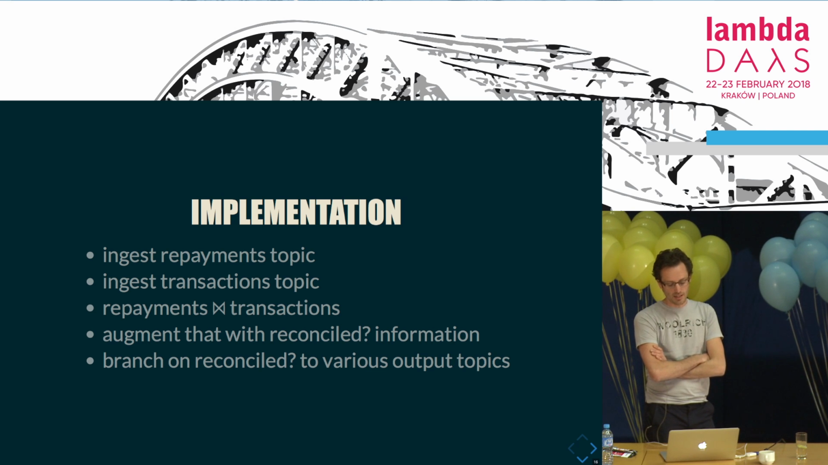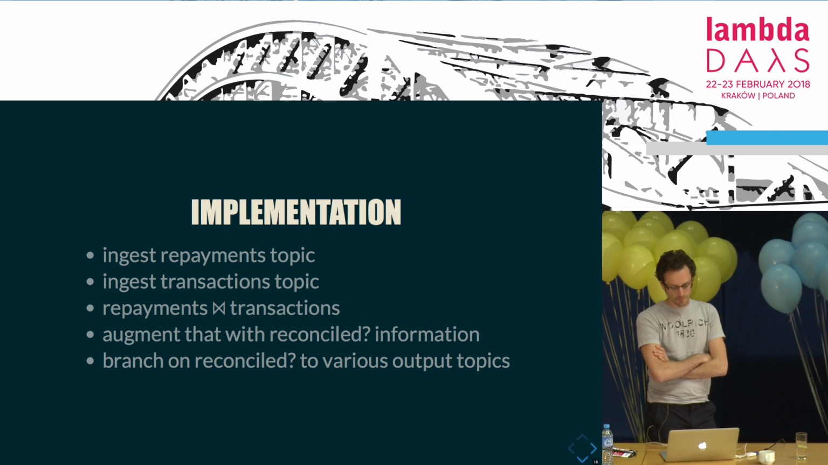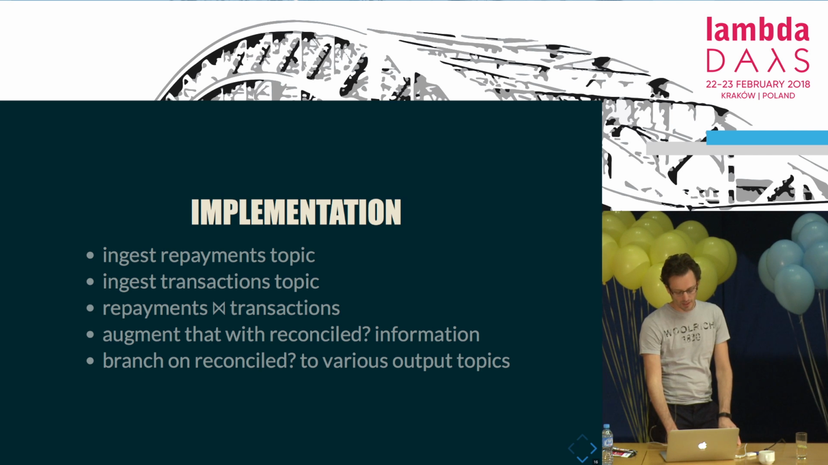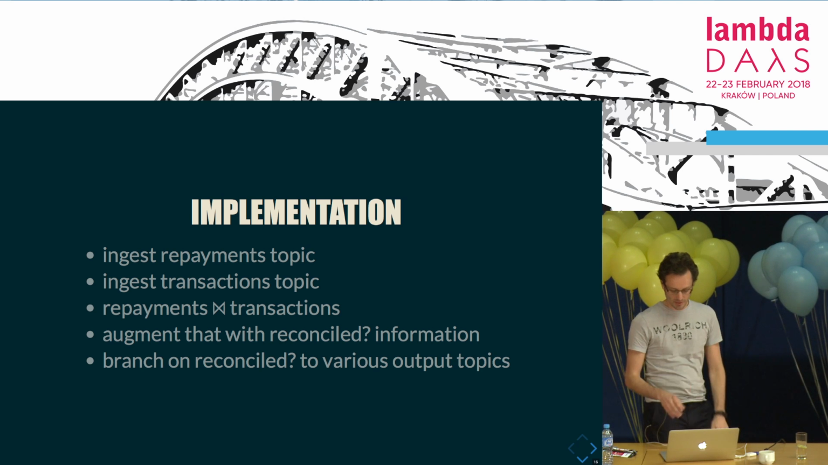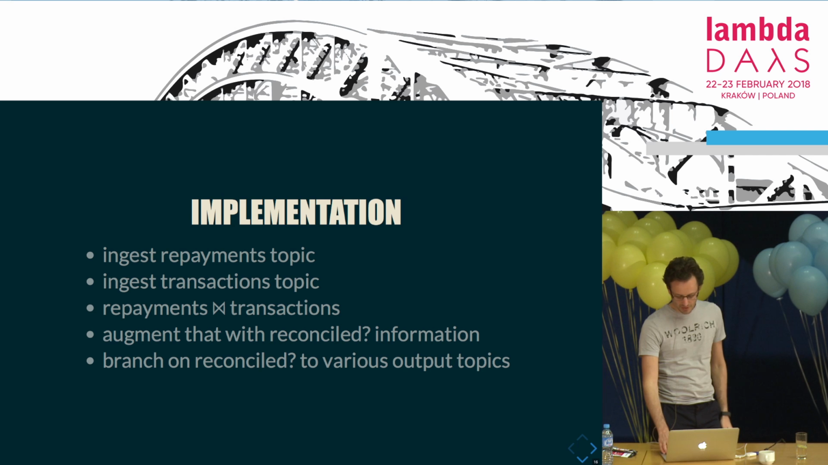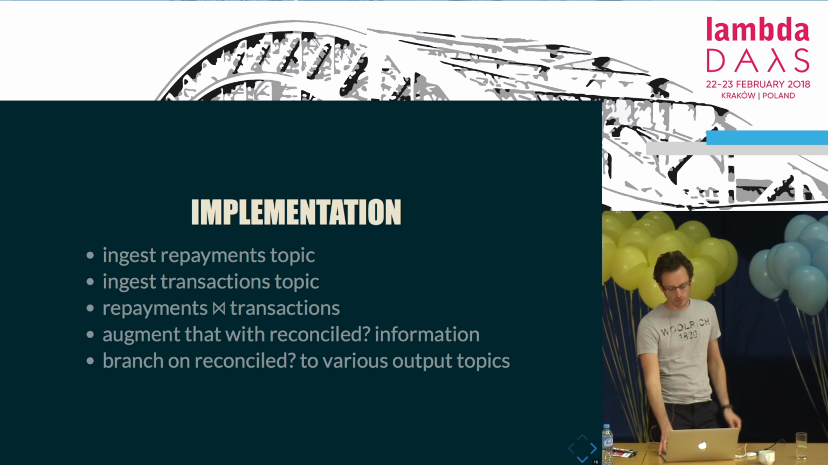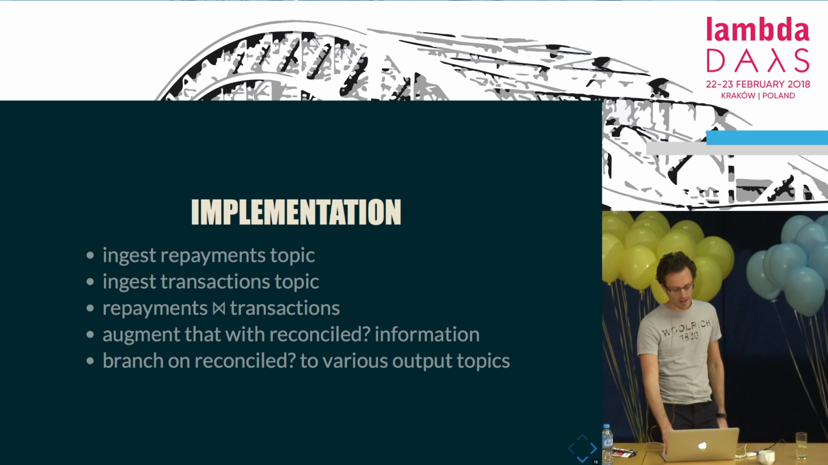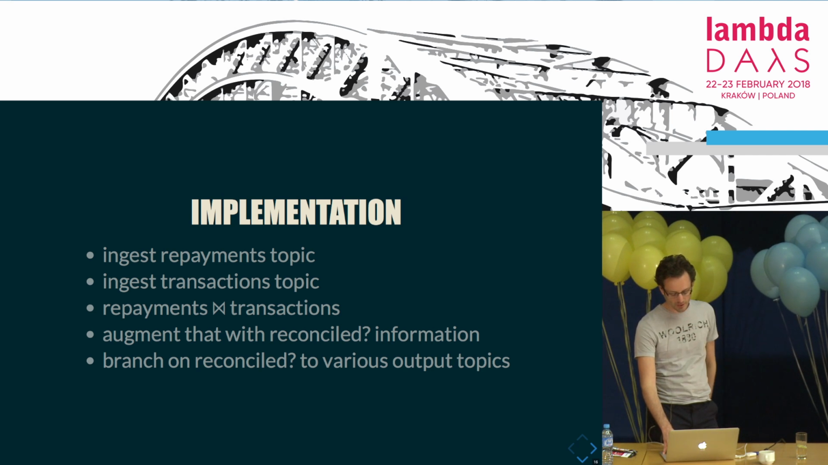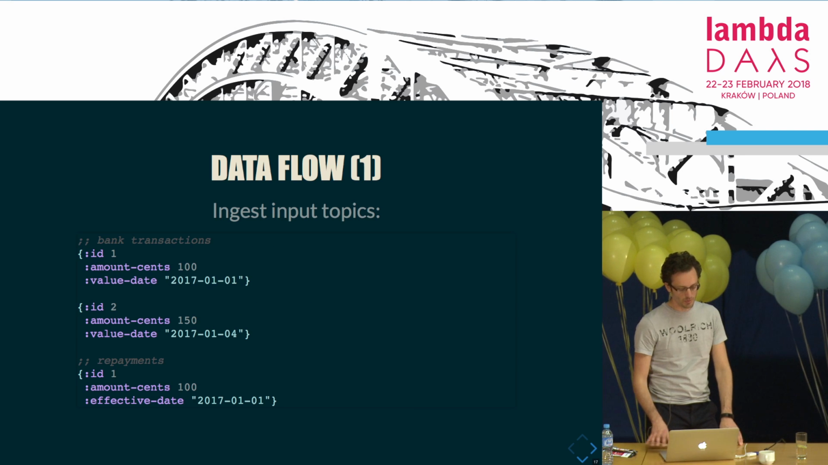So basically just adding a field. And then once you've done that, you can branch on that and to the various topics. I will show you now the actual... I will not show you all the code because it's a bit too much, but I'll show you the actual data flow, how the data would look like in all these intermediate steps, just to be a bit more clear.